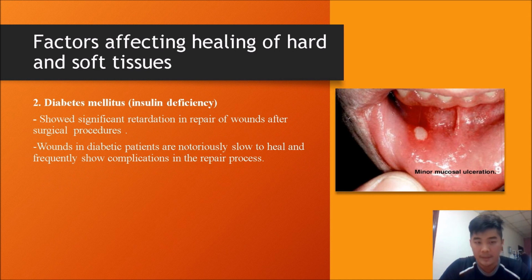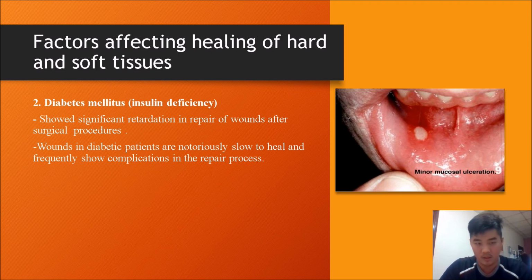The next one is diabetes mellitus due to deficiency of insulin. In diabetes mellitus, there will be significant retardation in repair of wounds after surgical procedures. The wounds in diabetic patients are notoriously slow to heal, and frequently they show complications in the repair process. Normally, the diabetes mellitus patient is going to suffer ulcers or wounds on the leg, but there can also be complications in the oral cavity. In the picture on the right, you can see that there is minor mucosal ulceration. So this is an example of oral complication of diabetes.